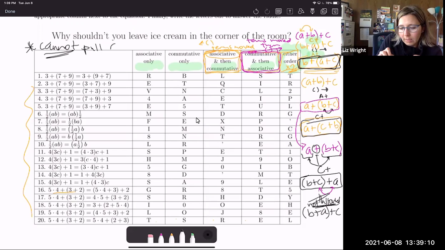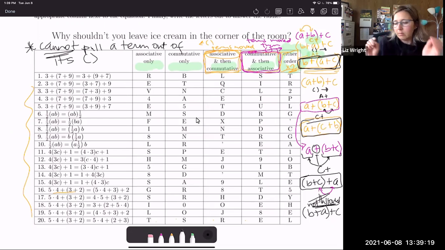You cannot pull a term out of its parentheses. You have to move the parentheses, then move some things around. All right, here we go. Let's do our examples. I'm going to start with 5 down here.